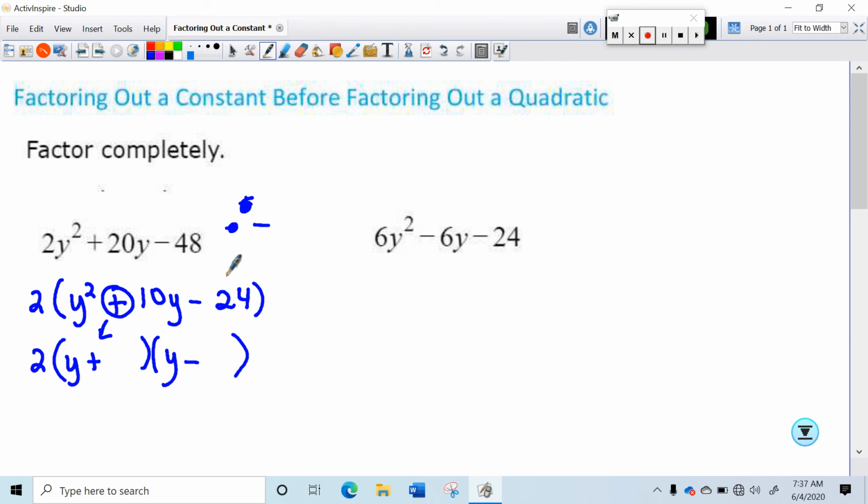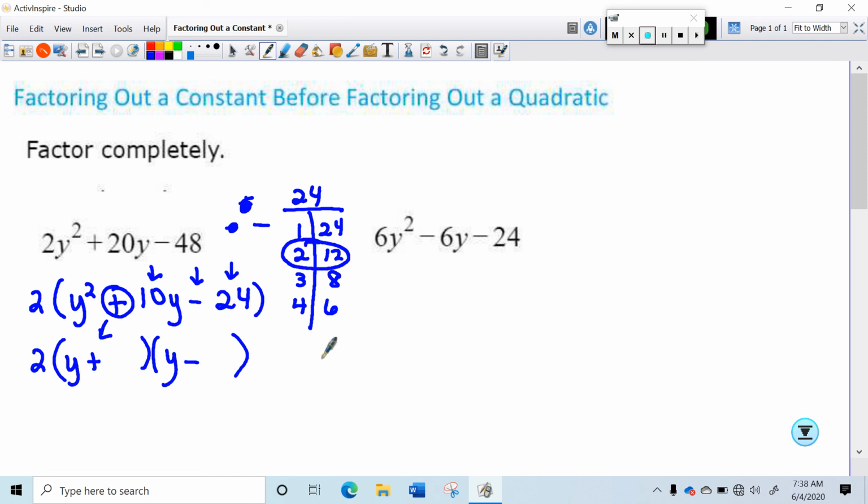Okay, now you work backwards. The factors of 24 that when I subtract them equal 10. Well, the factors of 24: 24 divided by 1 is 24. 24 divided by 2 is 12. 24 divided by 3 is 8. 24 divided by 4 is 6. And that's it for the factors of 24. Now I want to subtract to get 10. So 12 take away 2 is 10.